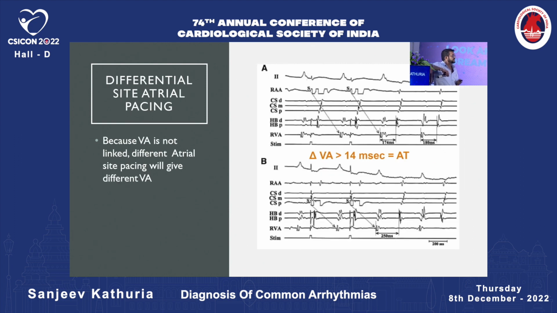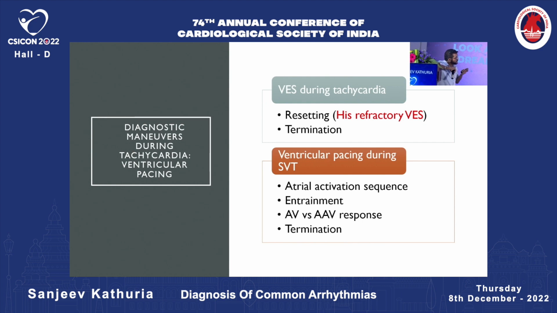Now appreciate this. You have a differentiation between 174 and 250. So here you have a difference of more than 14 because it's an atrial tachycardia. Your return cycle length changes because you have no definite VA. Diagnostic maneuvers during tachycardia, that means ventricular pacing.